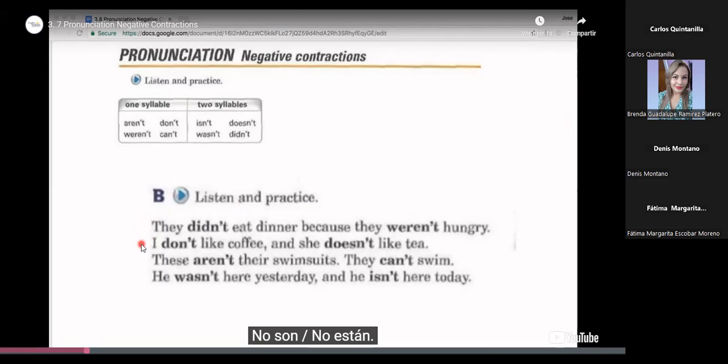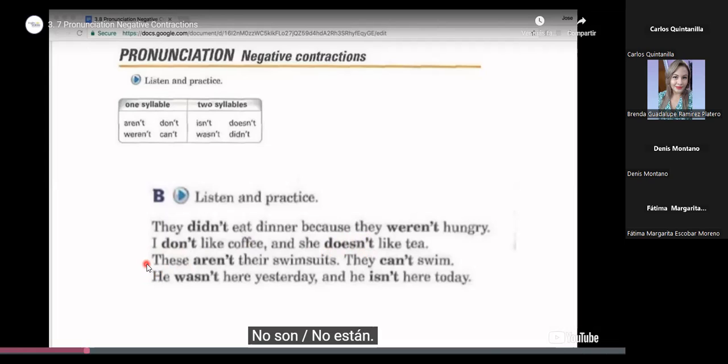Vamos con la número dos. Léala, por favor. I don't like coffee and she doesn't like tea. Okay, great job. Esto creo que no lleva variante. I don't like coffee and she doesn't like tea.